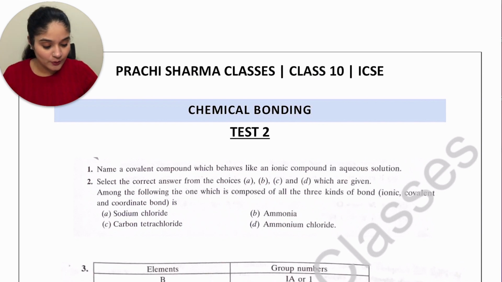So the first question says, name a covalent compound which behaves like an ionic compound in aqueous solution. So that's a pretty basic answer, that is hydrogen chloride.